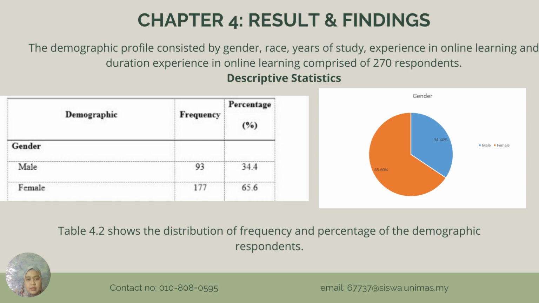Next, descriptive statistics. In this study, descriptive statistics describe the data collection and summarize the data in a simple and easy way, such as table, figure, frequency, percentage, mean, and standard deviation. Thus, it involves the demographic profile of respondents and also the factors affecting UNIMAS students' attention span during online class. Table 4.2 shows the distribution of frequency and percentage of the demographic respondents.